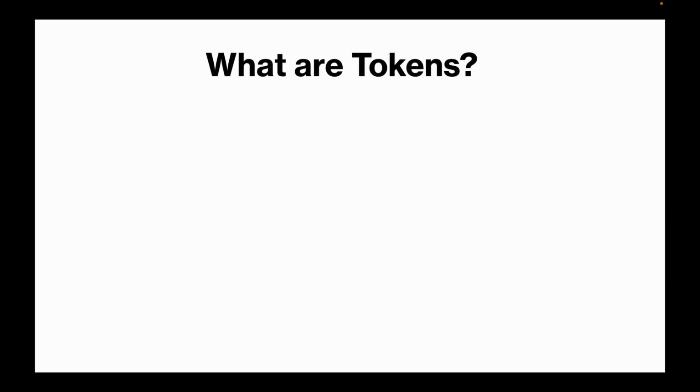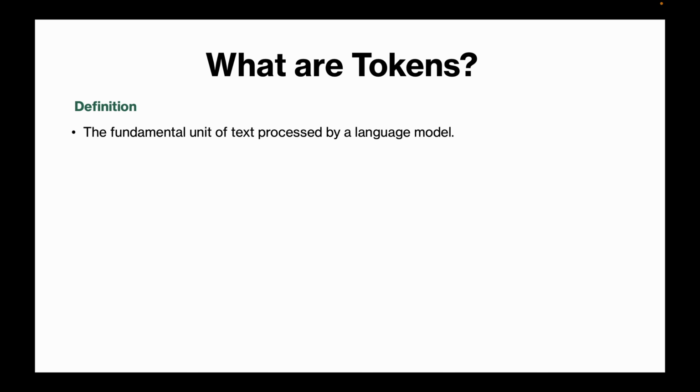What are tokens? Human language consists of words, grammar, punctuation, and meaning. However, neural networks operate only on numerical vectors. Hence, before training, the text must be converted into numerical units called tokens. Therefore, a token is the fundamental unit of text processed by a language model. It is very important for an AI to process information.